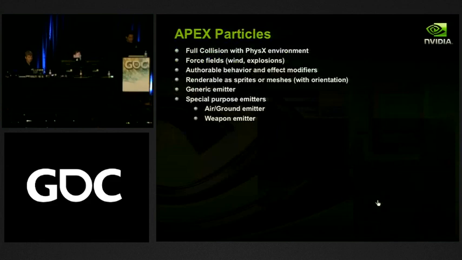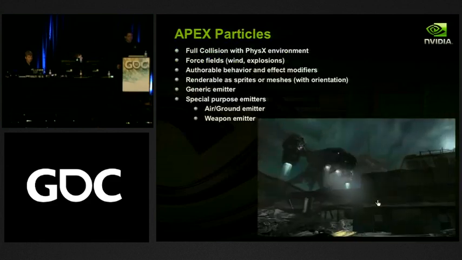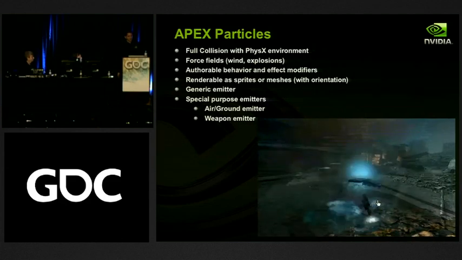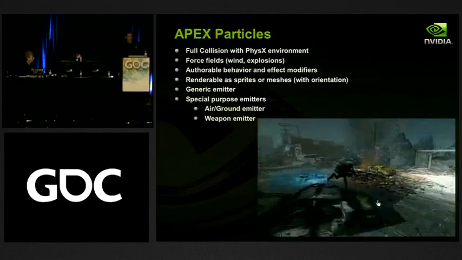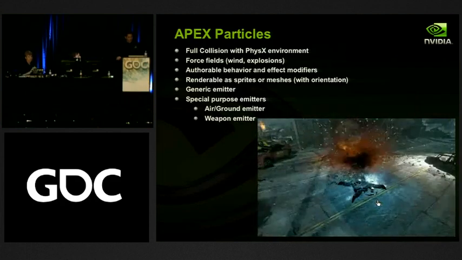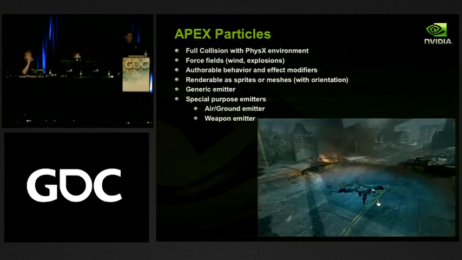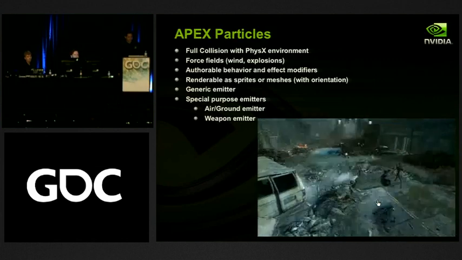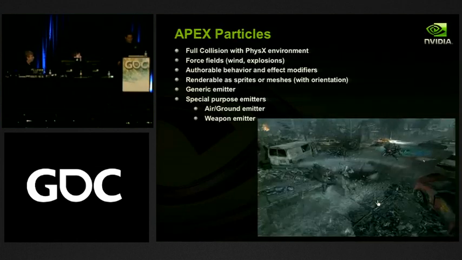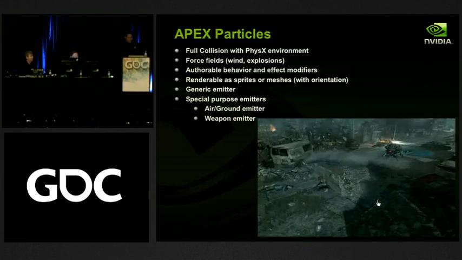In addition to Apex Destruction, we have something called Apex Particles. In here, these particles basically collide against the physics environment, so you have full collision, and they interact with everything. Like, for example, here you can see the spider going through the smoke, and the smoke kind of got pushed away. You have full weapon destruction, destructible debris, and you see also how the smoke is getting pushed away based on the force fields.